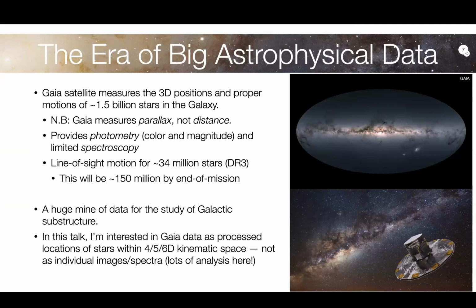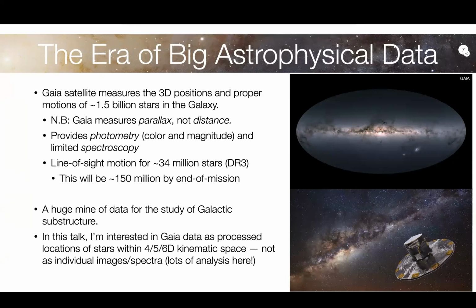So it gives you parallax, it gives you photometry, so you get color and magnitude. You do get spectroscopy. It is a bit limited because it's trying to look at a lot of stars, not looking with very high spectroscopy at a limited number. So you get proper motions for, at least in principle, all these stars, though for many of them the proper motion you'll get will be 0, because you just can't see it, it's too far away. You get line of sight motions from the spectroscopy for about 34 million stars in the DR3. That will go up to 150 million by the end of the mission. And I'm interested in this data set as a set of data in 4 dimensions. In that case, it would be position on the sky and proper motion on the sky.